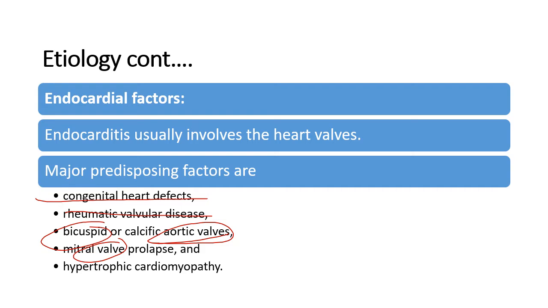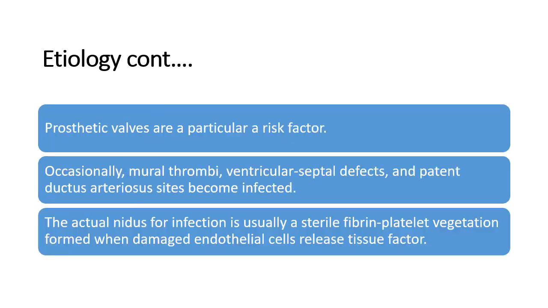The last is hypertrophic cardiomyopathy, which leads to stasis of the blood within the heart, and this can favor microorganisms staying and adhering within the endocardium and causing infective endocarditis.